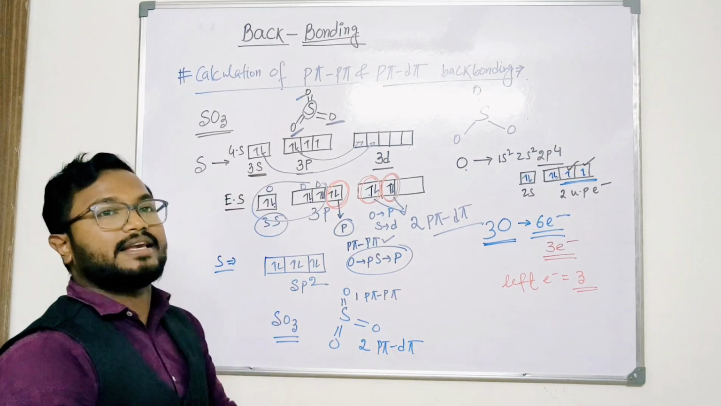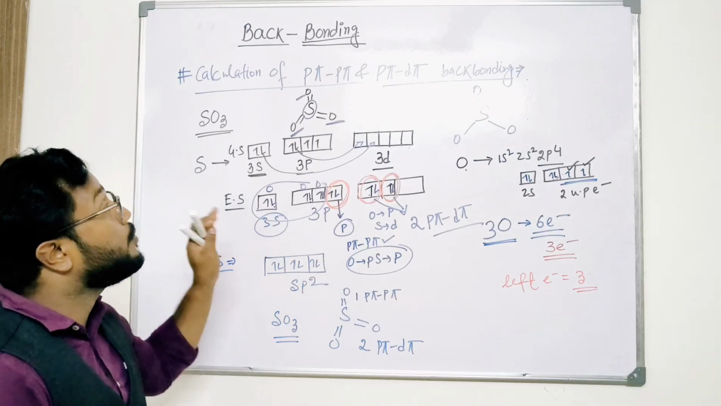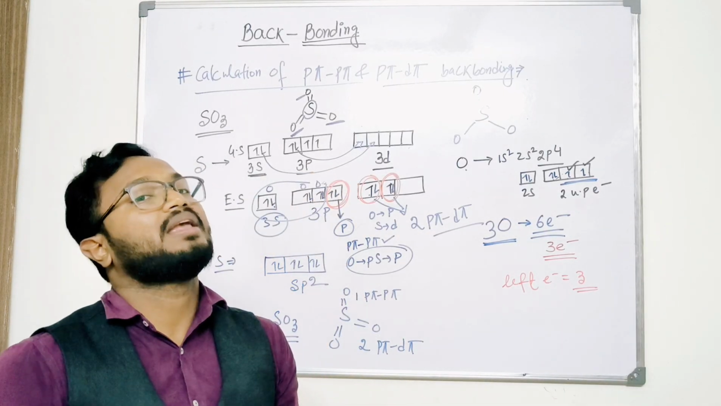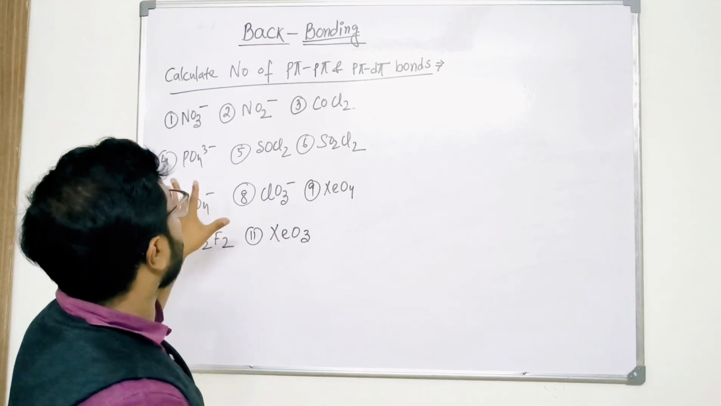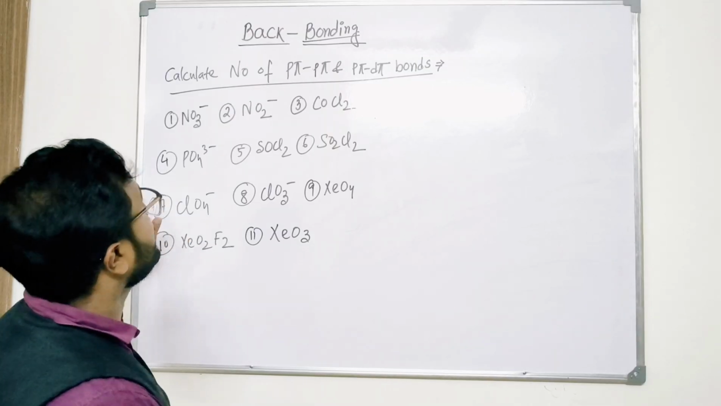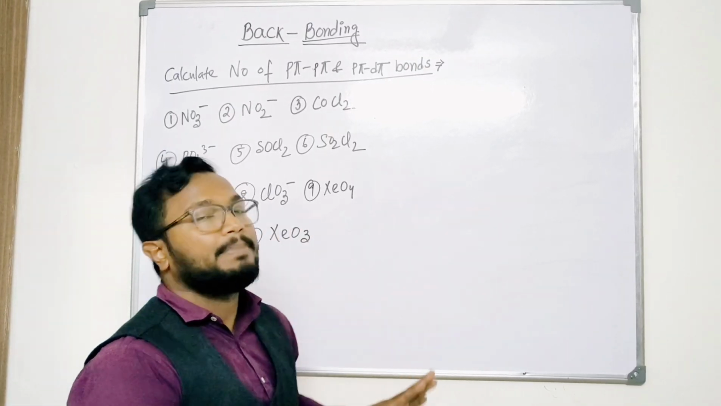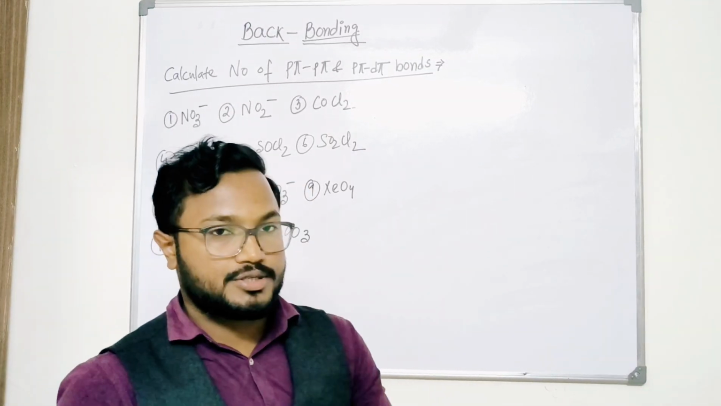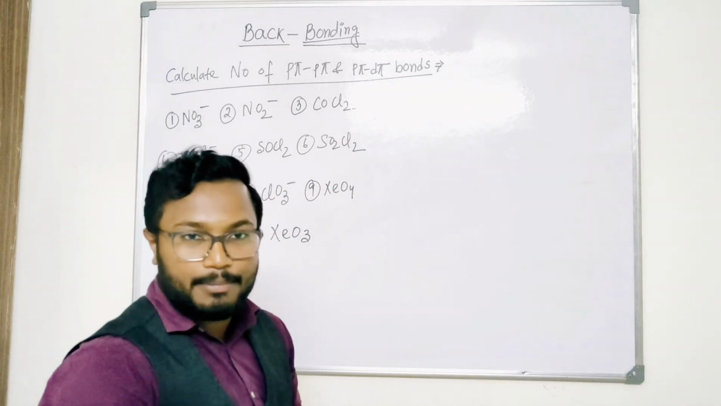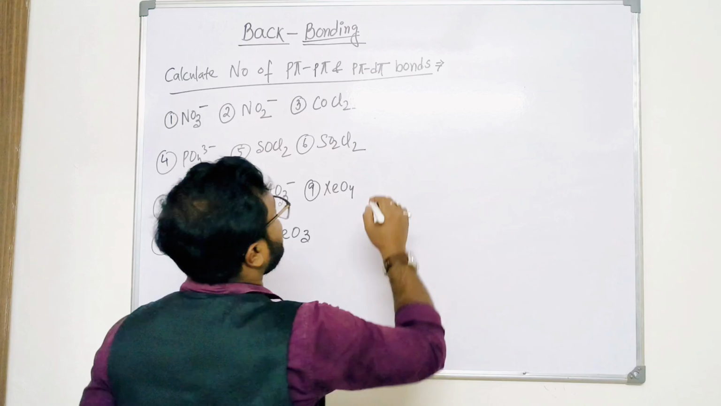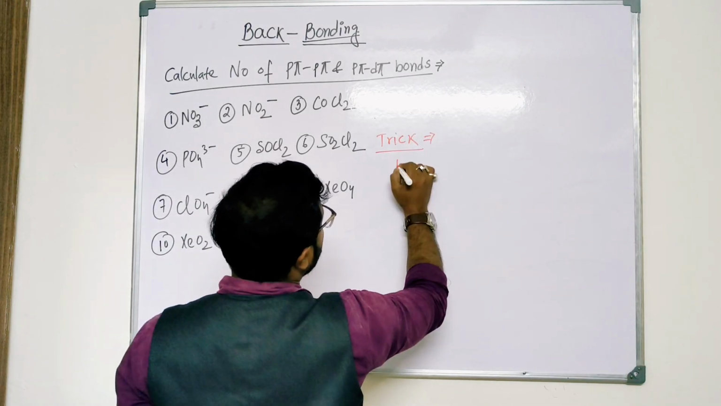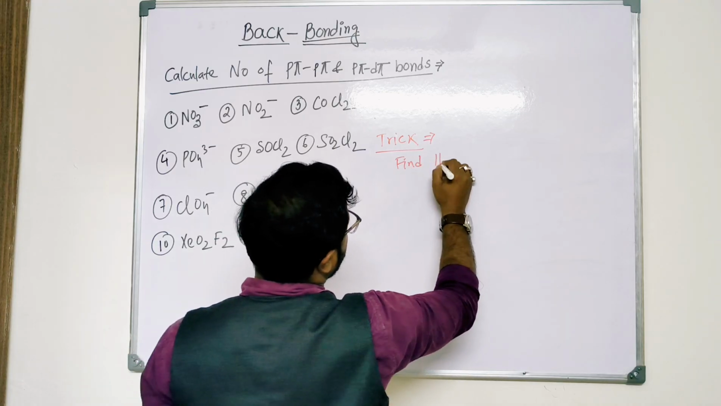So this is the basic logic to understand how many p pi and how many p pi d pi back bonding are possible in a compound. These are a few questions I have taken from many previous year exams. How to count p pi and p pi d pi bonds, that is our logic. So what are the tricks to solve these types of questions? First trick that I use is to find hybridization.